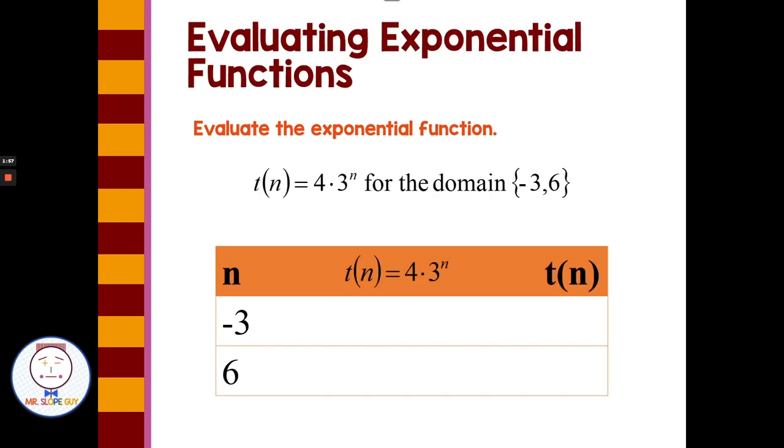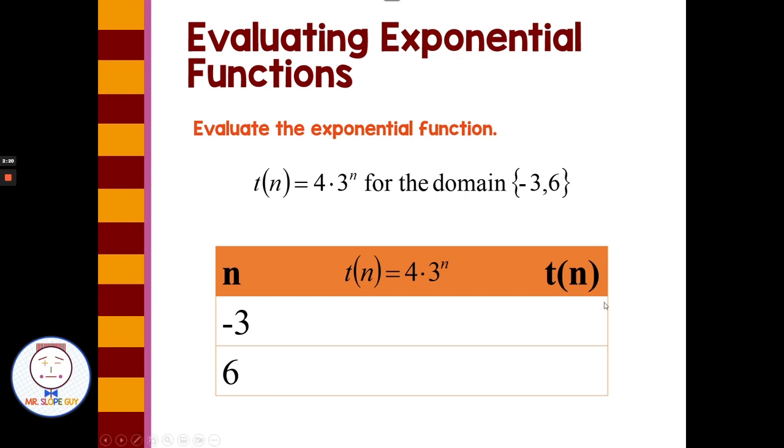Let's take a look at a new one. In function notation, we have t of n equals 4 times 3 to the nth power for the domain of negative 3 and 6. So if our domains are negative 3 and 6, that just means they want us to put in negative 3 and 6 in for the n and solve.